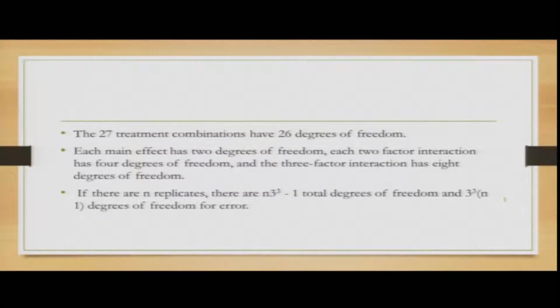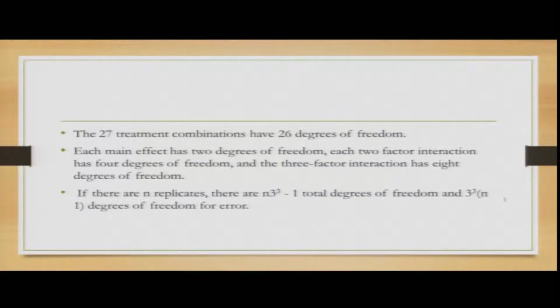Each main effect has 2 degrees of freedom, each 2 factor interaction has 4 degrees of freedom and this 3 factor interaction has 8 degrees of freedom, corresponding to what we have already studied. So, 2 degrees of freedom for each main effect, 2 factor interaction would have 4 degrees because 2 into 2, and 3 factors would have 8 degrees, because 1 is being subtracted as you are losing 1 degree of freedom.